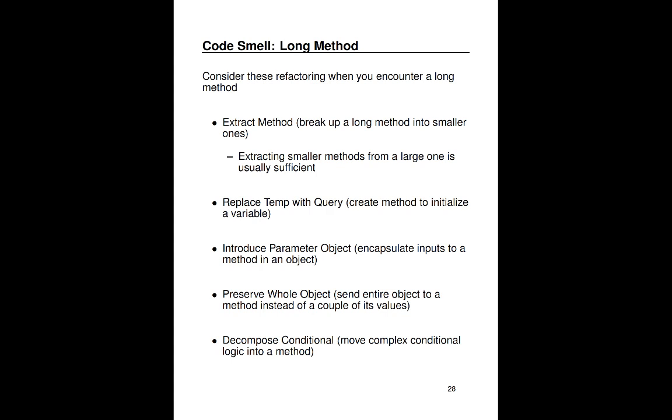The introduce parameter object refactoring will take all the inputs to a method, all the parameters to a method, and put those together in an object of its own. So the method only takes one object that contains all the data that it needs, instead of a series of multiple ones. Similarly, preserve whole object refactors code to send an entire object that has several values that the method being called needs, instead of sending in those values individually. And finally, the decompose conditional refactoring moves complex conditional logic into a method. So let's take a look at these refactorings.